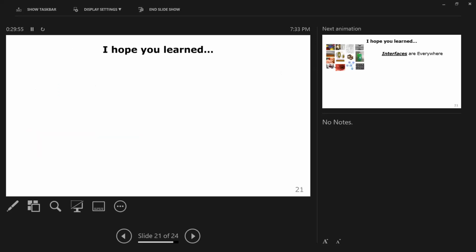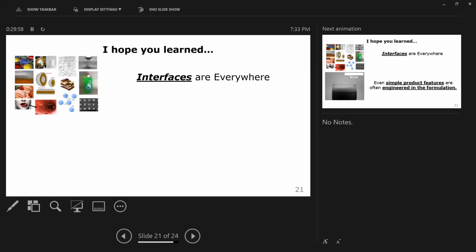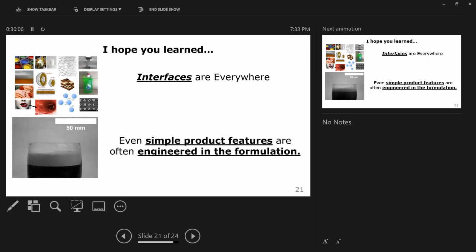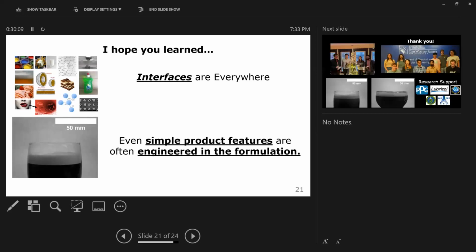So okay, hopefully you've learned that interfaces are everywhere, right? The boundary between two materials are pretty relevant and everywhere, and that even these simple product features like the head on a beer, but also the way your shampoo works, the way your little detergent pods work, are engineered through the formulation of that product. And there's lots of people like me that spend lots of time figuring that out to make it work for you.